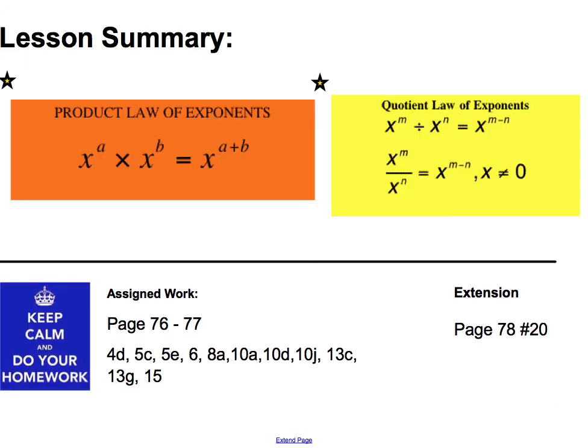So that's pretty much the lesson. So we've really learned only 2 laws. We learned the product law, we learned the quotient law in this lesson. We've also learned that there's a 0 law. Anything raised to the power of 0 is equal to 1. And we learned the identity law, where anything raised, so 3 to the power of 1 is equal to 3, so it's just itself. So you have some assigned work, page 76 to 77, those questions.